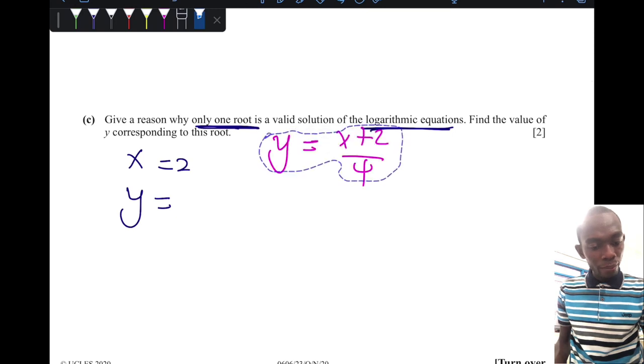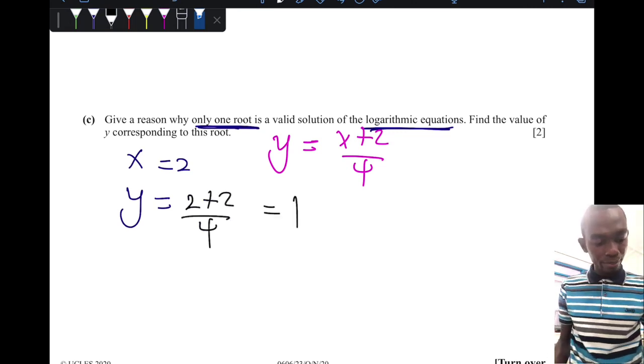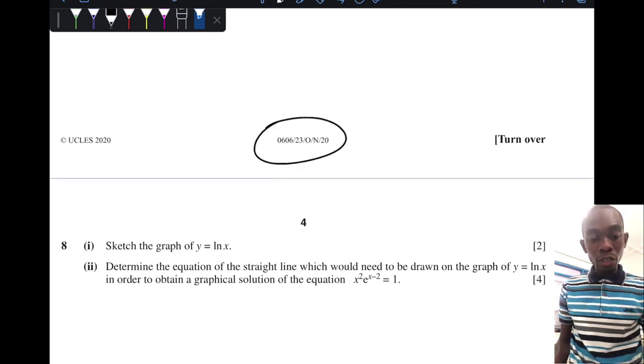And paste it here. Okay, so we said that x is 2, so we are going to have 2 plus 2 over 4, giving us y value of 1. So this is also a 2020 paper.